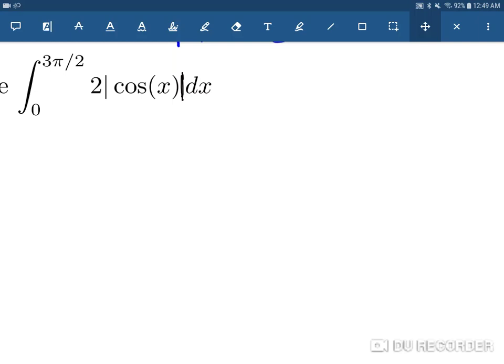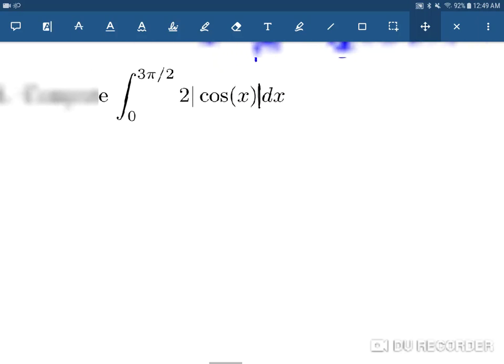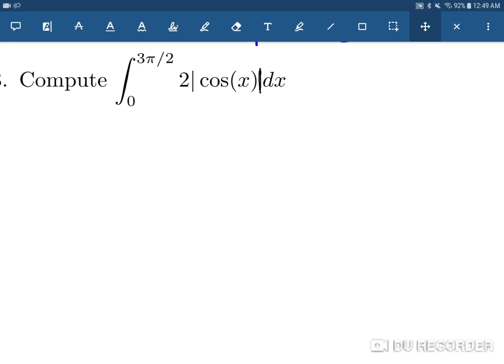In this exercise, we want the integral of 2 times absolute value of cosine of x from 0 to 3 pi over 2. This absolute value is really hard to deal with. So what we're going to do is see where cosine of x is positive and negative, and then evaluate the integrals separately.